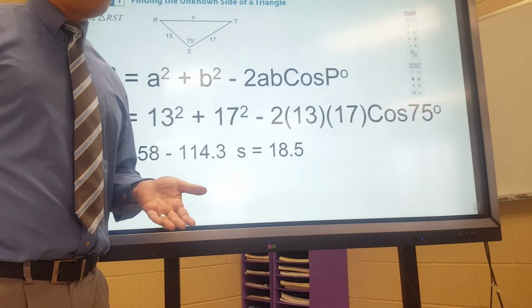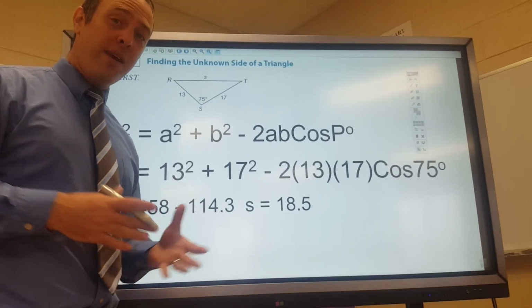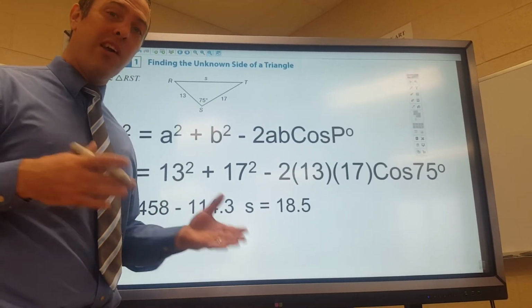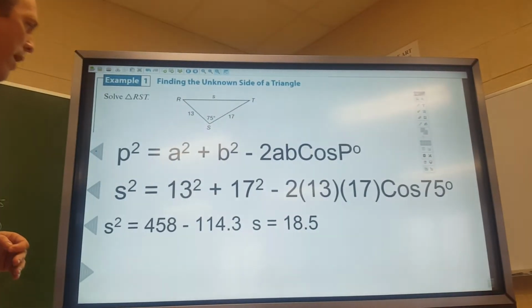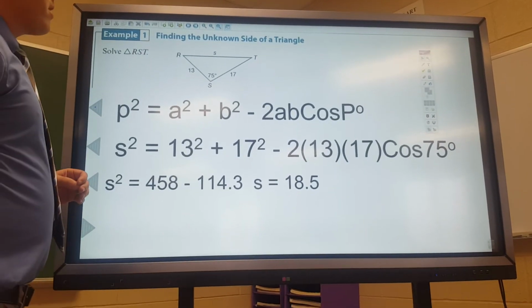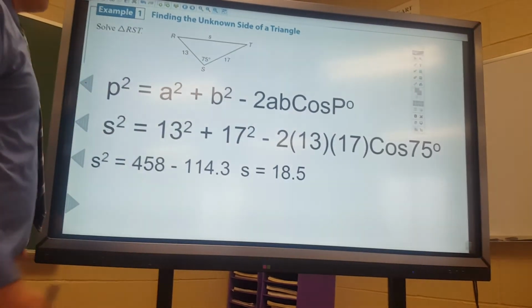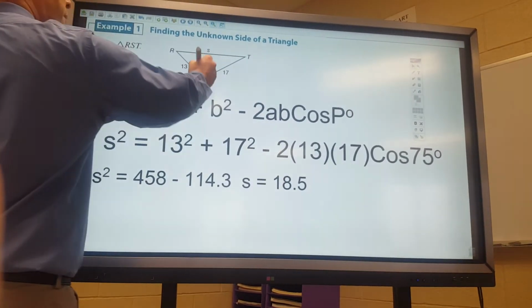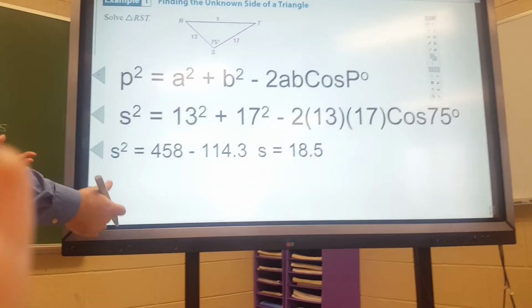Now I know I'm moving a little fast. The great thing is that you can always slow me down. You can stop it, look at it, think about it, work it out, and then solve it that way. Now that we have s, we have all the sides. Now that I have s, I have a pair. Like we said, if I have a pair, I can use the law of sines.